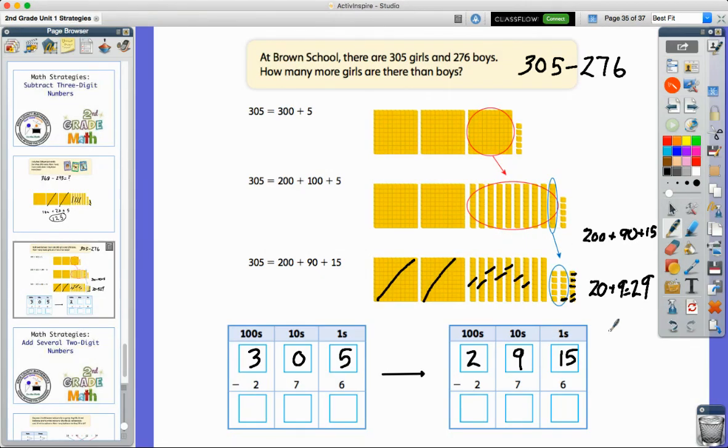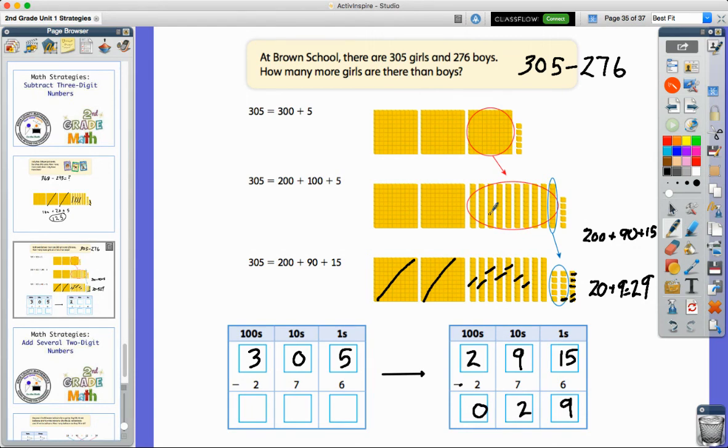And then we can actually do the subtraction. 15 minus 6 is 9. 9 minus 7 is 2. And 2 minus 2 is 0. So again, I have 29 left in the problem. So that shows me the difference between the boys and the girls at the school.